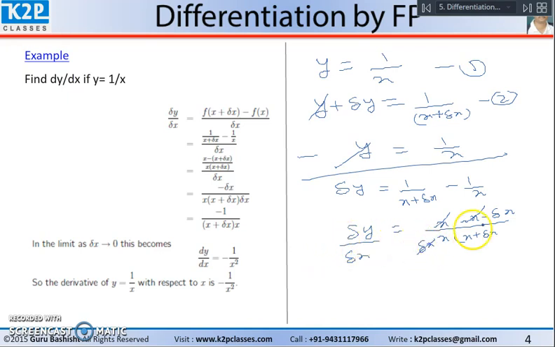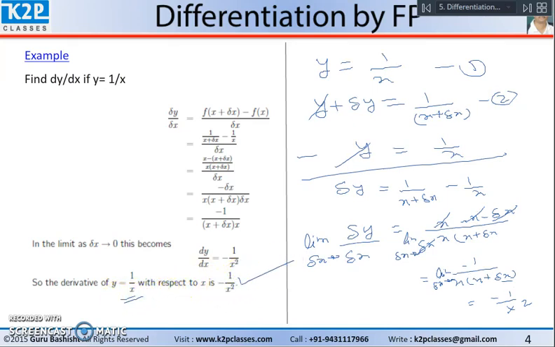So this delta x will cancel out this delta x. Now it is limit delta x tends to 0. Here also limit delta x tends to 0. Then it will be minus 1 by x into x plus delta x. Since limit delta x tends to 0, so this is 0. This becomes minus 1 by x square. So differentiation of 1 by x is minus 1 by x square.